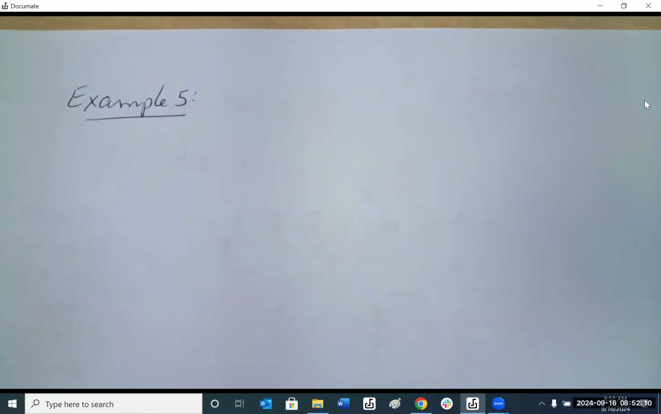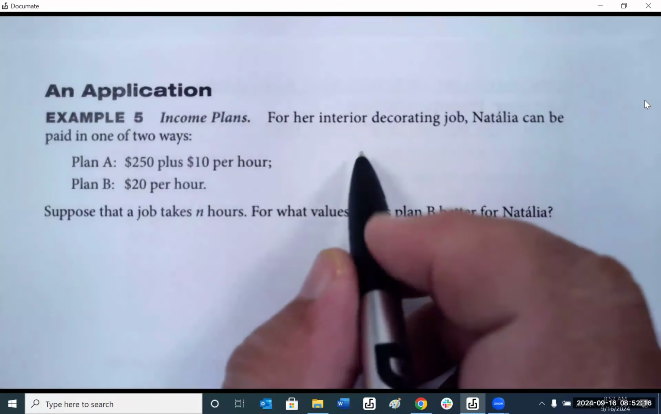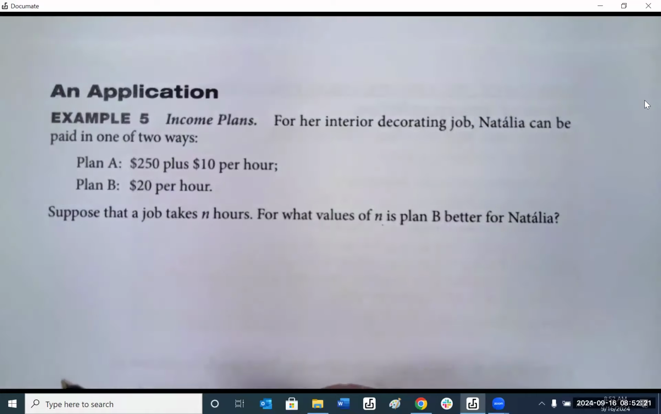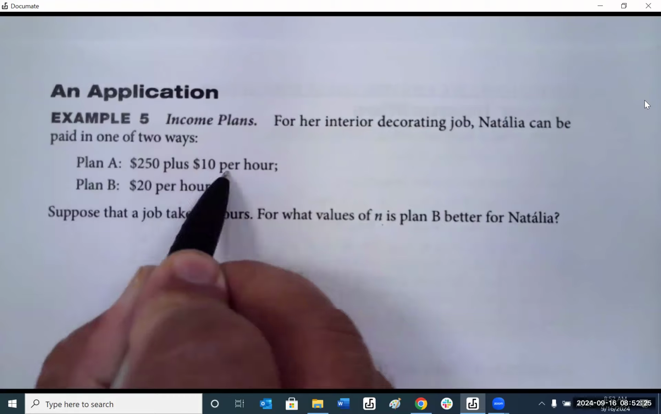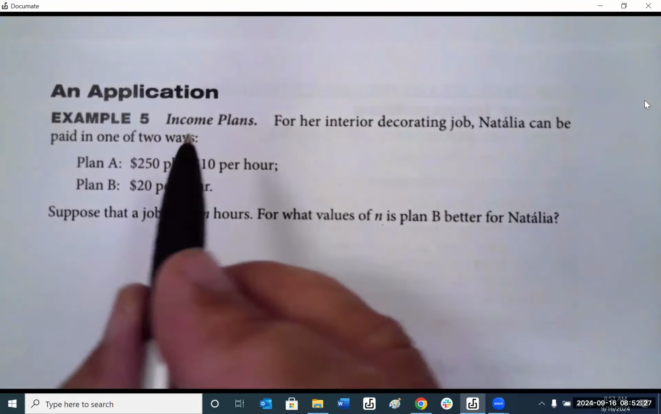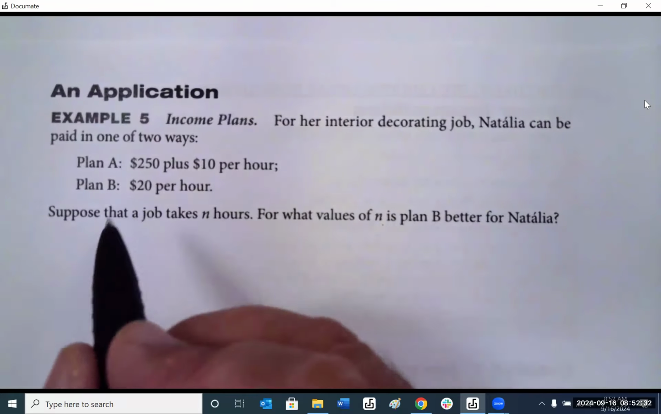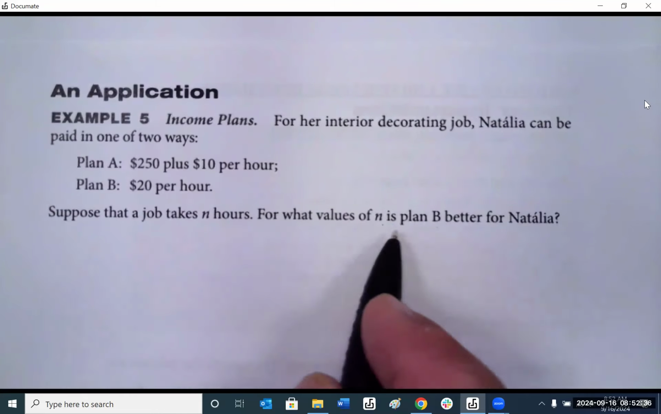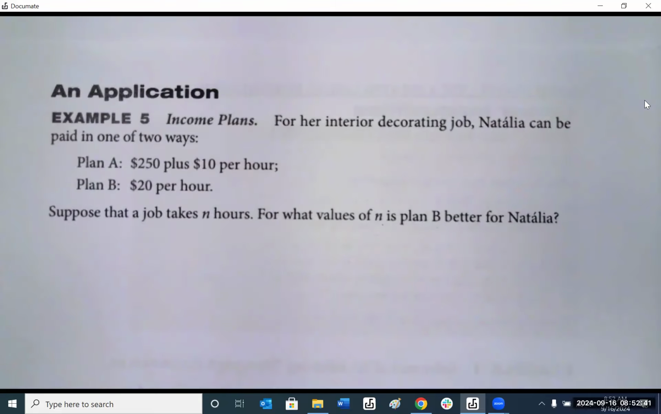Now a word problem, an application problem. It says, for her interior decorating job, Natalia can be paid in one of two ways. Plan A is paid $250 plus $10 per hour. Plan B is just a flat out $20 per hour. Suppose that she takes a job for N hours. How many hours N would Plan B be better for Natalia?